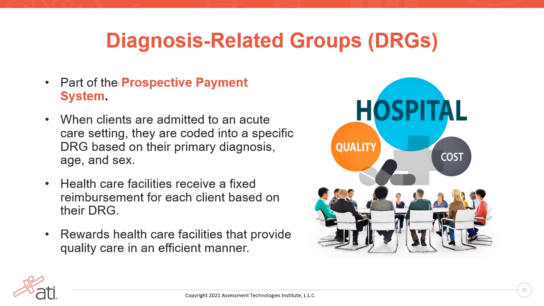When clients are admitted to an acute care setting, they're coded. They're given a code for their specific DRG, or the diagnosis that they're admitted with, based on their primary diagnosis, age, and sex. So somebody with a heart attack will receive a certain code. Healthcare facilities receive a fixed reimbursement for each client based on their DRG. This rewards healthcare facilities that provide quality care in an efficient manner.